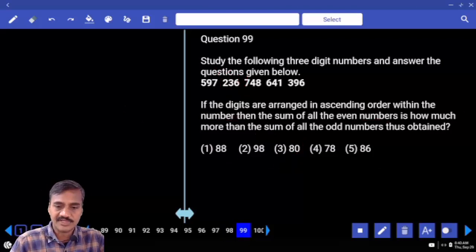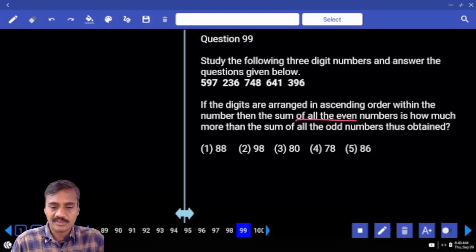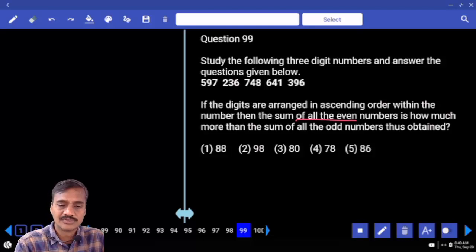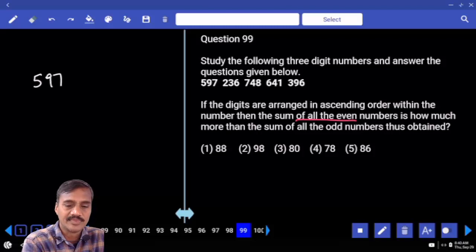99. Now the digits are arranged in ascending order within the number. Then the sum of all the even numbers is how much more than the sum of all the odd numbers thus formed or not? Clear? Now here 579 is the first number, isn't it? The next one, 2, 3 and 6. Now 2, 3 and 6, it is an even number.